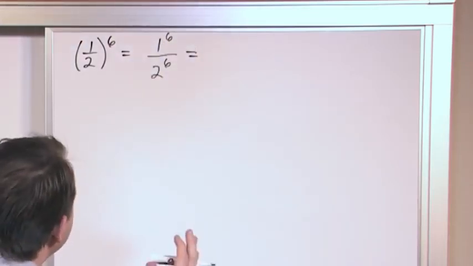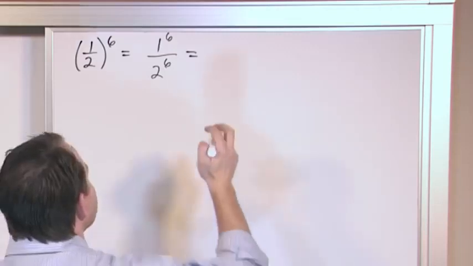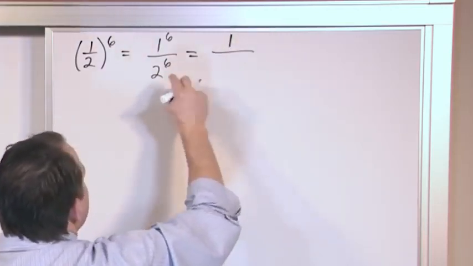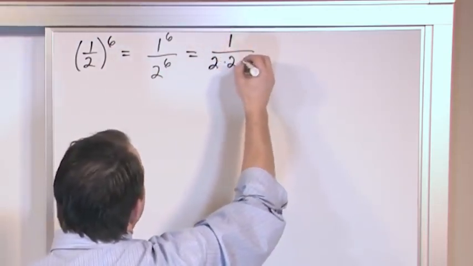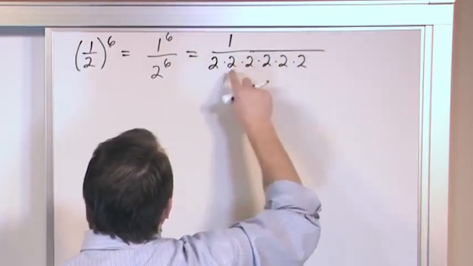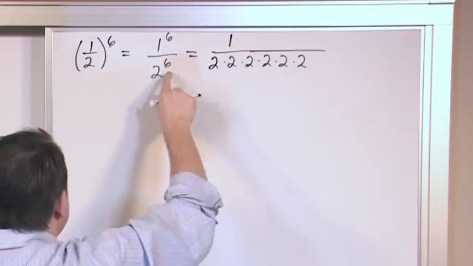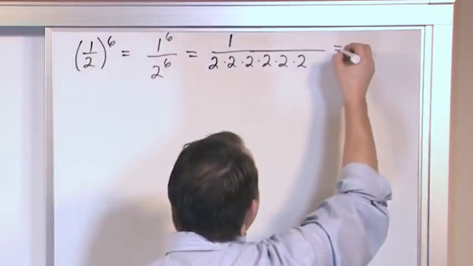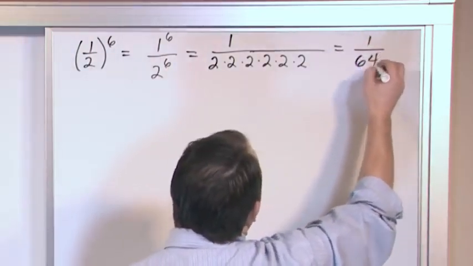It's going to be 1 times 1 times 1 times 1 times 1 times 1. So we're going to get 1. On the bottom, let me write it out. 2 times 2 times 2 times 2 times 2 times 2, because we're multiplying the 2's together 6 times. And when you do that in a calculator, you're going to get 1/64.